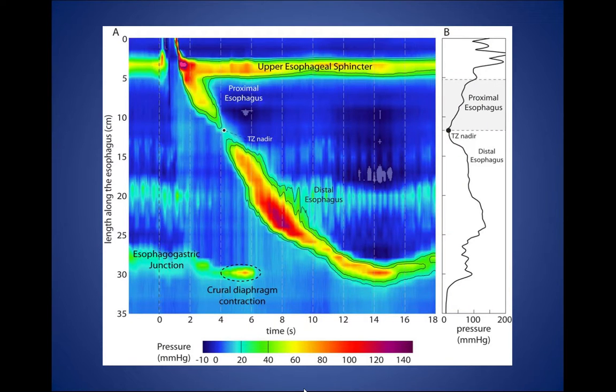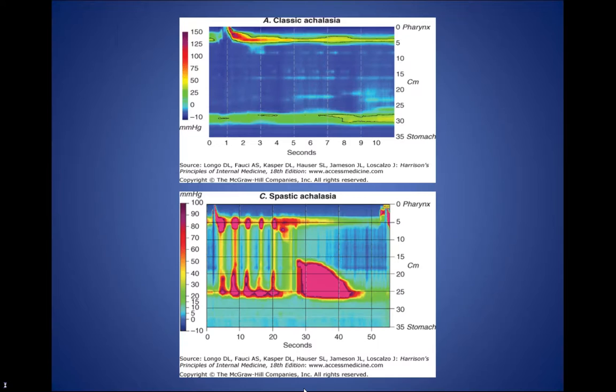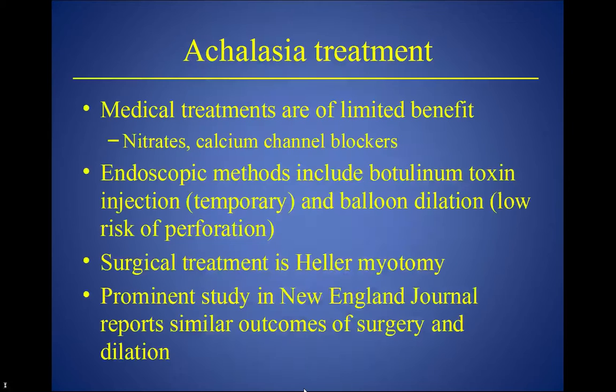Here's a picture showing, which we'll go over in the lecture, what a high-resolution manometry looks like. You'll see it looks dramatically different. It's actually fairly easy to interpret once you get the idea of it, which we'll spend some time talking about. Here's classic achalasia. Notice all that blue in the middle where there's no propagation at all. And then the one on the bottom, C there, showing spastic achalasia, that big magenta mountain, which is a big pressure spike, which is obviously not peristaltic.